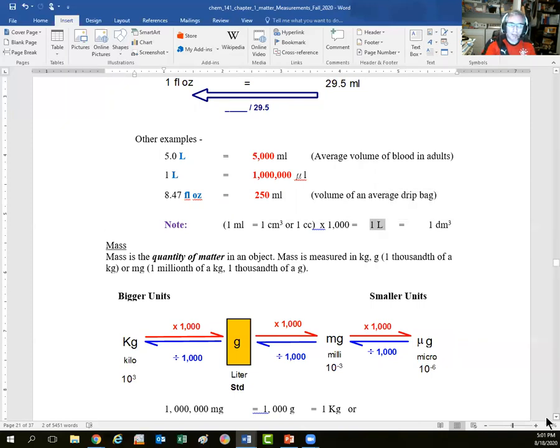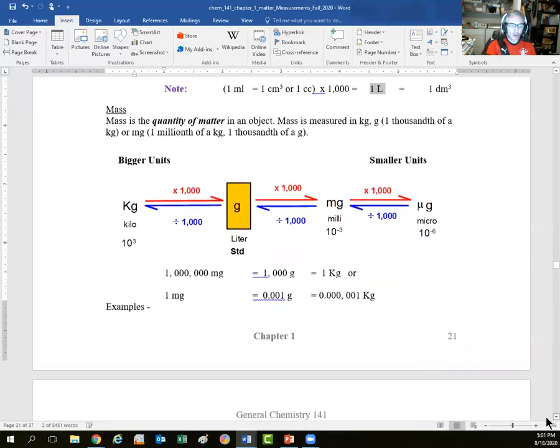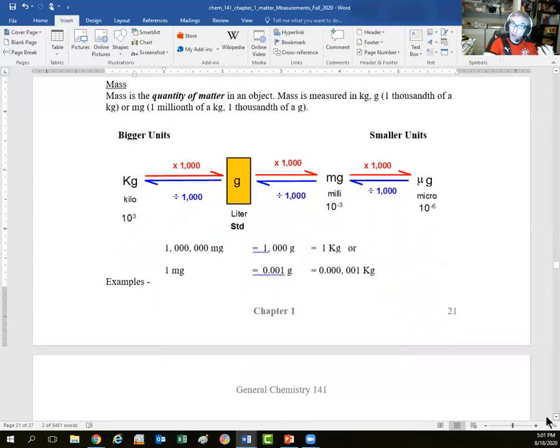Moving on to mass measurements, this follows the same pattern that we saw with volume and distance. Our base unit is a gram. There's 1,000 grams to make a kilogram. So whatever the gram value is, because it's smaller than kilograms, if you start with a smaller unit, you'll finish with a smaller answer, as you take that value in grams and divide by 1,000 to give you kilograms.